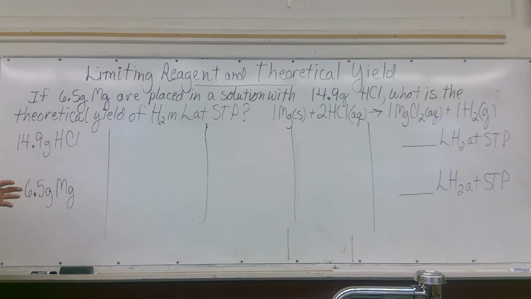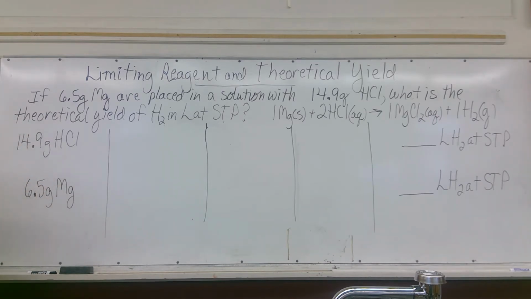That means the other one is in excess and will actually have some of it left over, assuming that the reaction goes to the level of completion that we predict, which generally doesn't happen. But we always need a baseline of possibility.